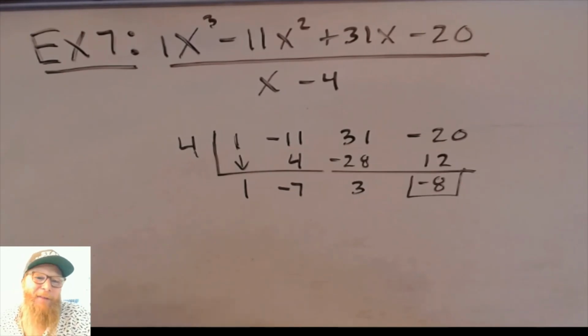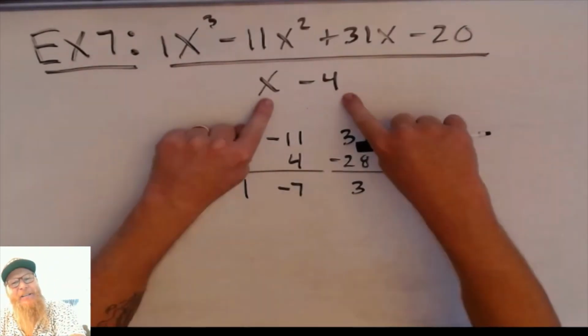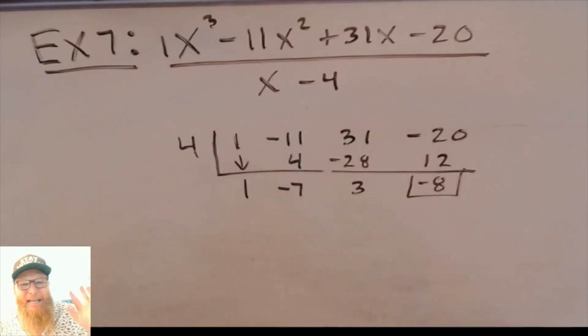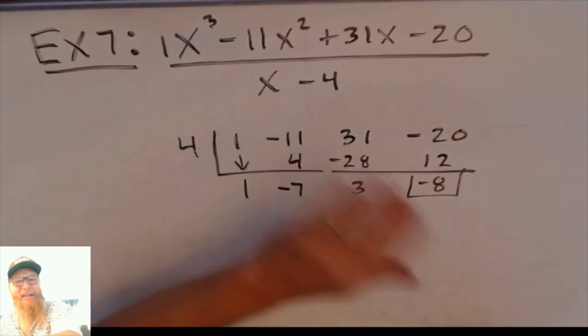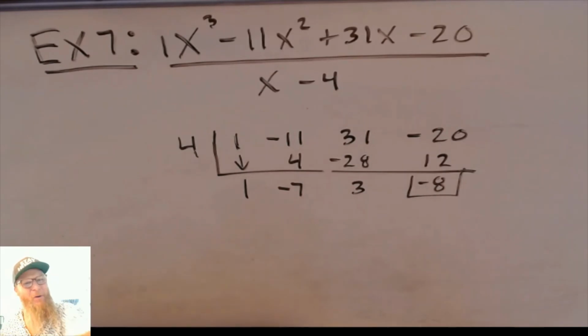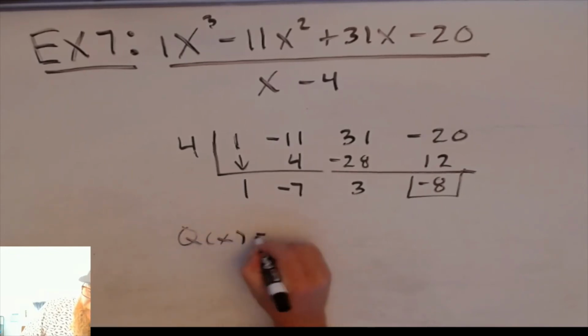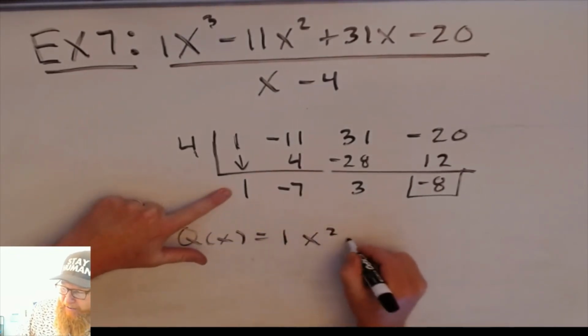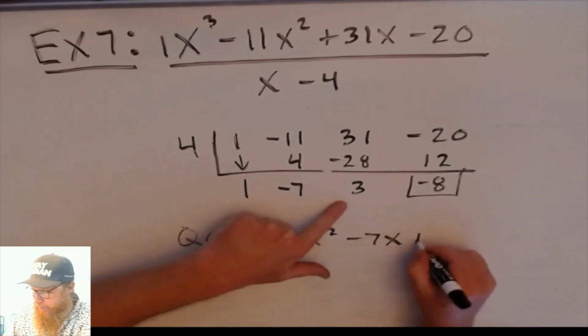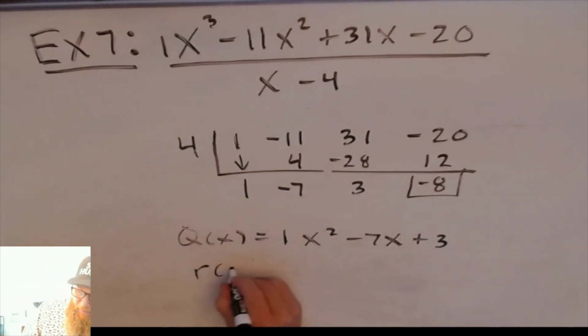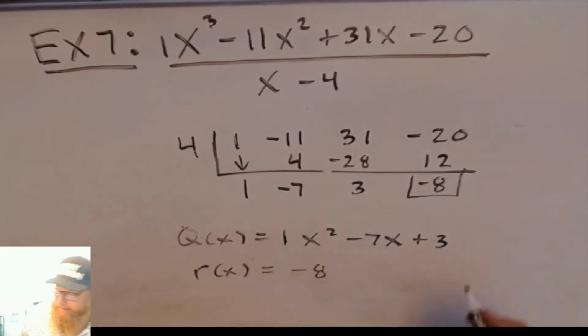It's like, why did we ever have to learn long division? Well, the reason is long division works on every division problem. Synthetic division only works with these very nice divisors, like x minus 4, maybe x plus 4, or x minus 2, or something very simple like that. So now we have our q of x. The quotient is 1x squared minus 7x plus 3. And our remainder is negative 8.